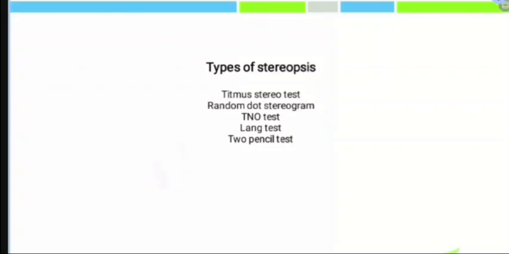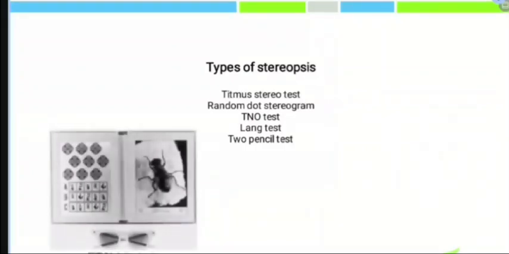The Titmus test. In the Titmus test, we use polarized glasses, and we ask the patient to look at each image, the popping circles or popping flies, and we ask the patient to catch it or point out the popping things. This gives you an idea from 40 seconds of arc to 800 seconds of arc, and so on. It is very useful in pre-verbal children as well as school-going children.